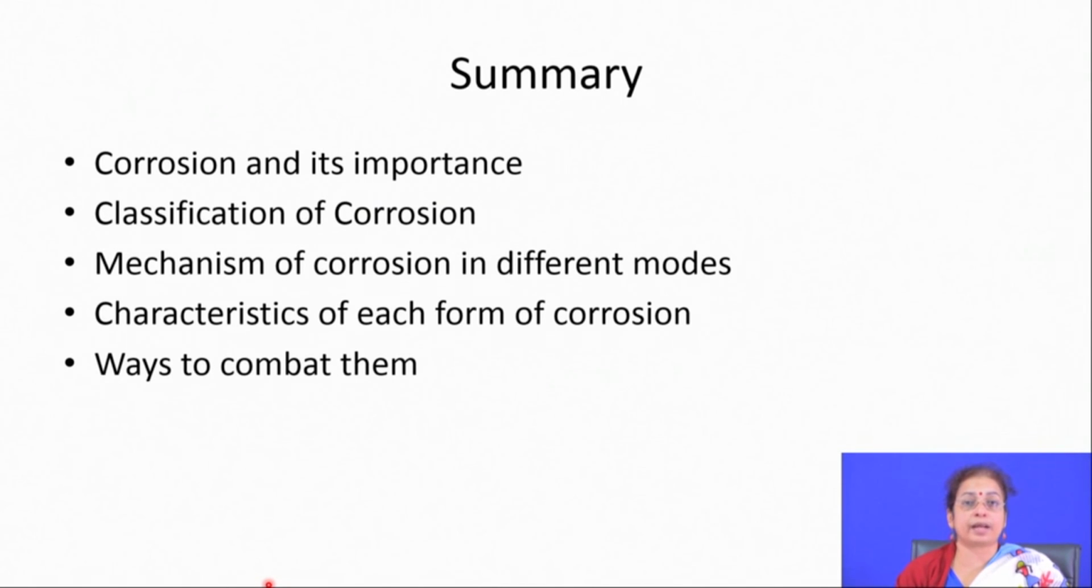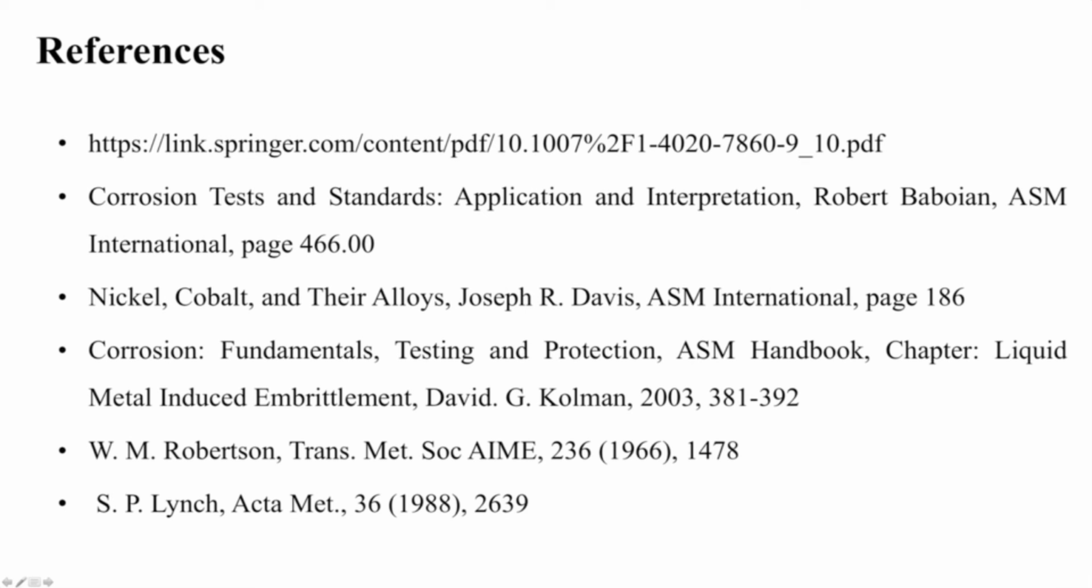If you do not know the characteristics of the different forms of corrosion, it is very difficult to understand in which mode failure has occurred, and hence to stop it by taking appropriate measures. Finally, we also discussed ways to combat them in a brief way, but not in detail. So in the next few classes we will discuss prevention techniques for corrosion, the different techniques which may be applied for prevention of corrosion.